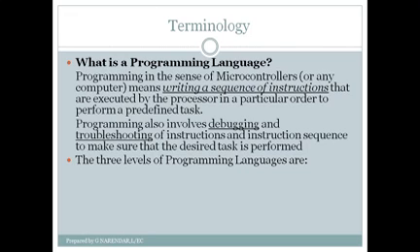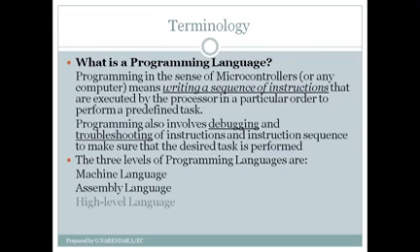So these three levels, you can say that one is machine language, another is assembly language, another is a high level language. That means we can write instructions for 8051 by using any of these three levels of programming languages. Either you can write in machine language, or you can write in assembly language, or also you can write in high level language.